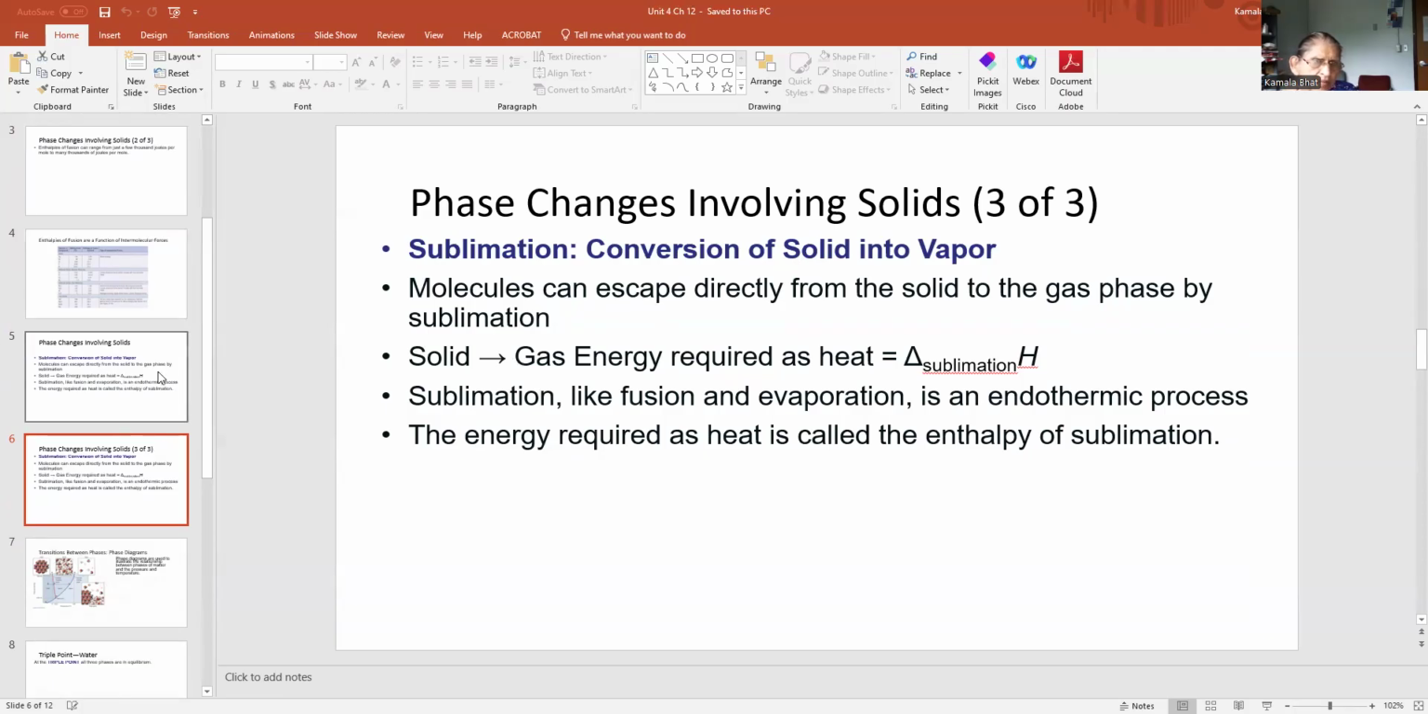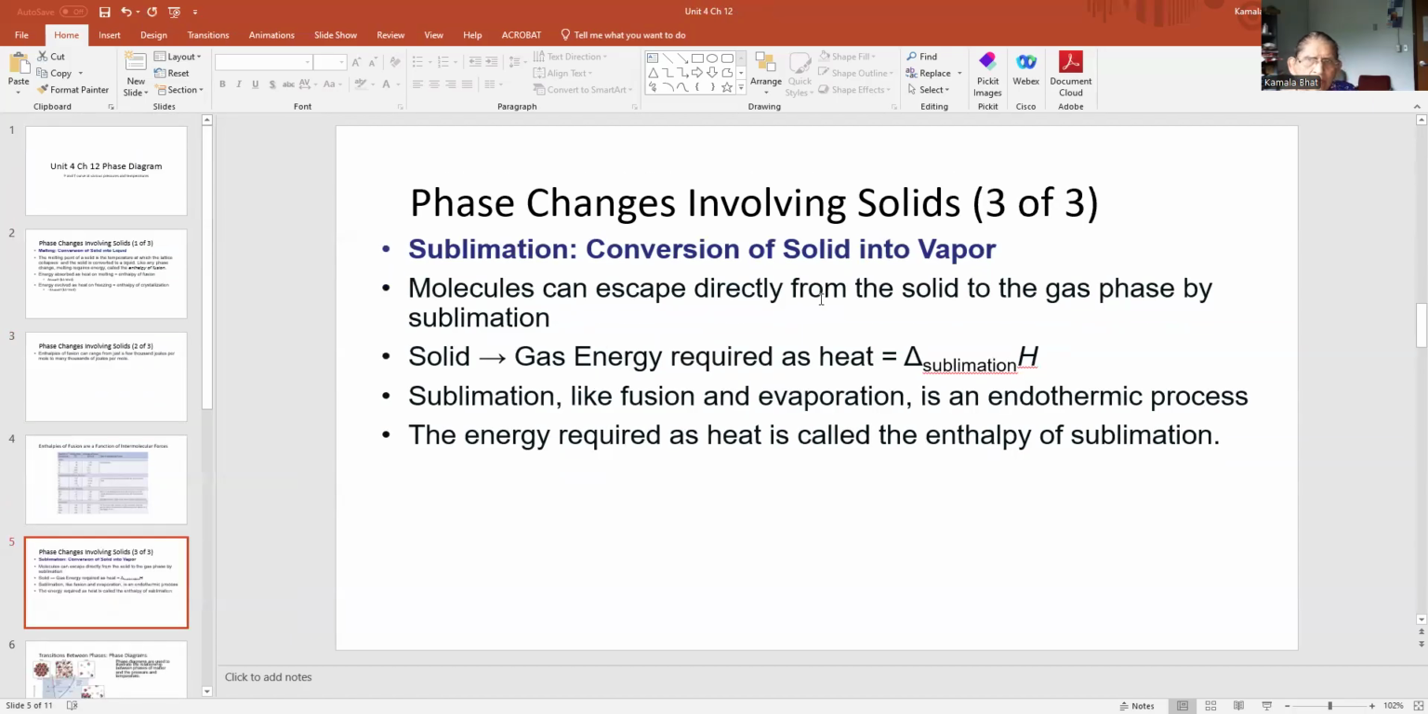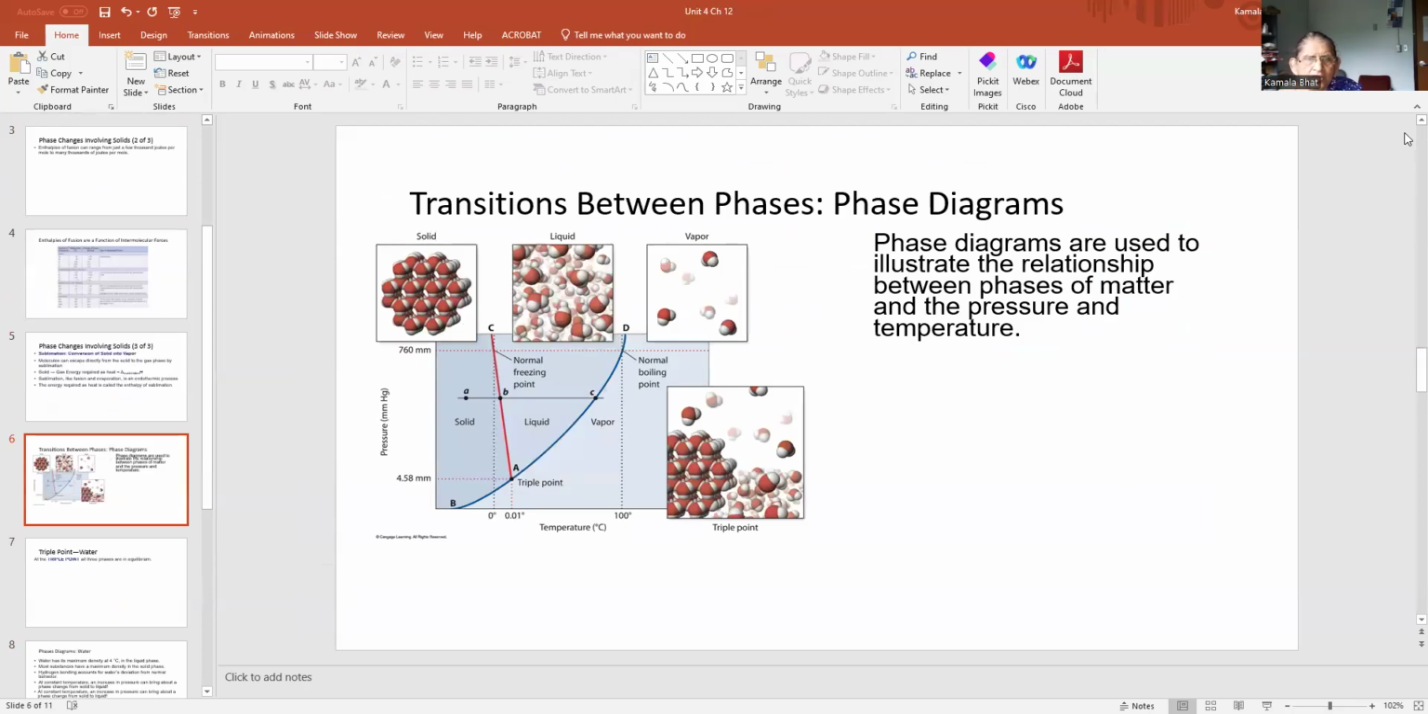And so this is a repeat slide, so let's delete the first slide. And so now you have it in the correct order. And so now the transition between the phase diagrams. The phase diagrams are used to illustrate the relationship between phases of matter and the pressure and temperature that you have.